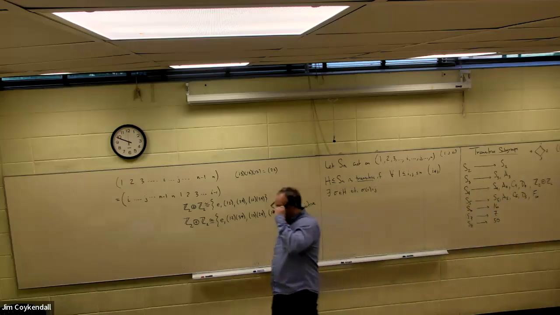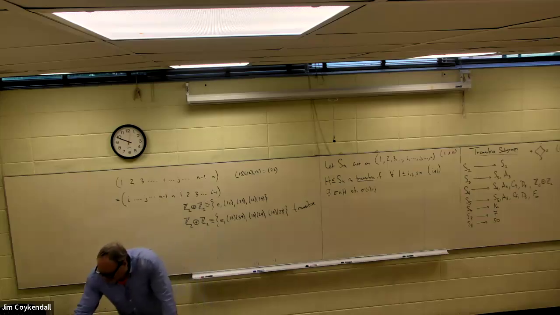There's 50. And when I say 50, I just mean up to isomorphism, right? Because some of them have automorphic images that are also transitive, I guess.